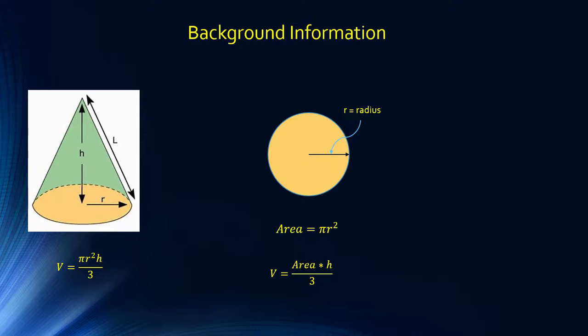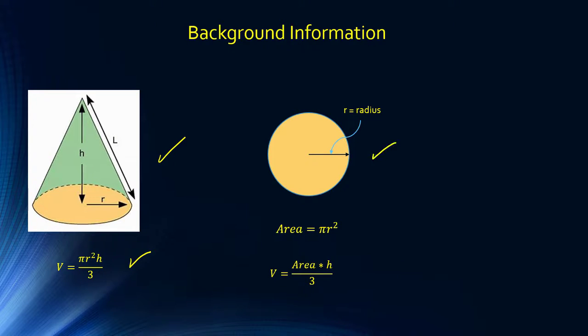But first we need to get a little background information out of the way. First, a cone looks like this, and the formula for the volume of a cone is pi r squared h, the whole quantity divided by 3. And what we have essentially is a circle with kind of a triangular shape on top of it.